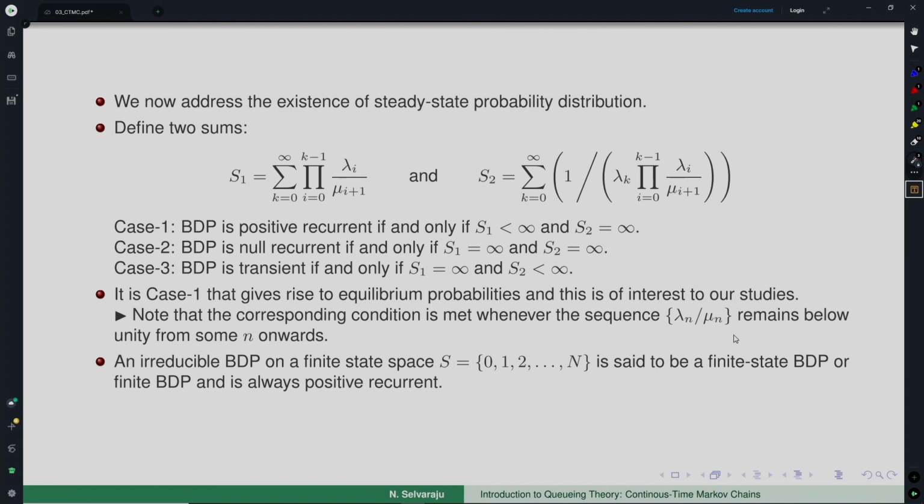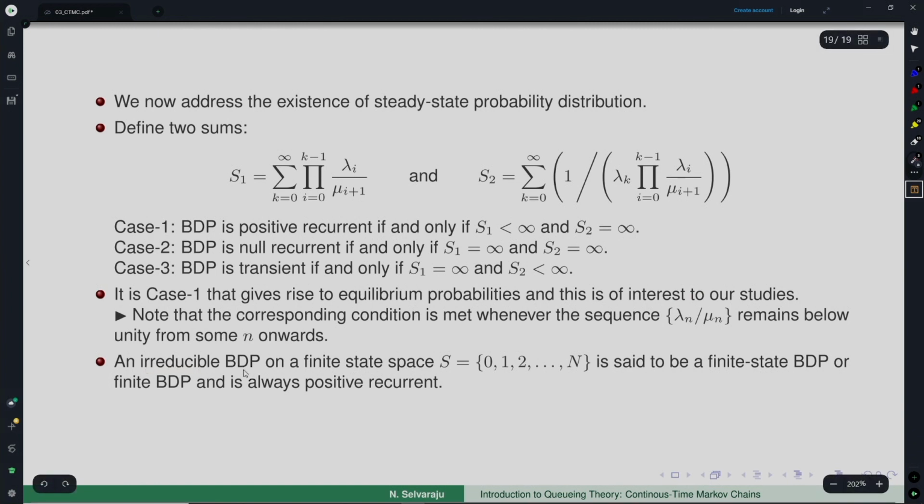After some certain point n, if it remains below unity, then this will be the case, which one can see easily by looking at this rate. So, the ratio of rates is what will give you an idea.